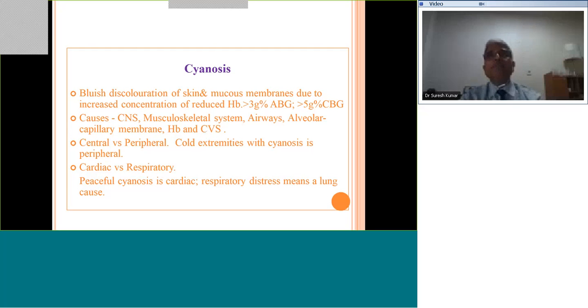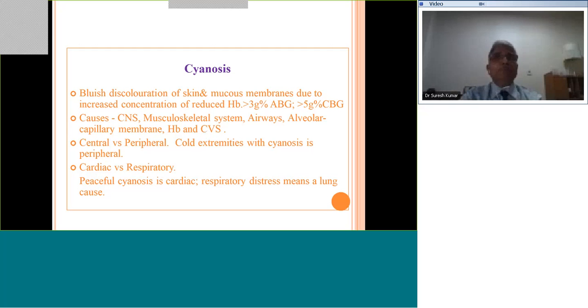The other question when you see a central cyanosis is whether it is cardiac or respiratory. You face this question quite often. The key clue to make that conclusion is that a peaceful cyanosis is cardiac. The baby looks otherwise fine, but he is just cyanosed, and that is cardiac. On the other hand, cyanosis with respiratory distress means that there is a pulmonary problem, like in a pneumonia.